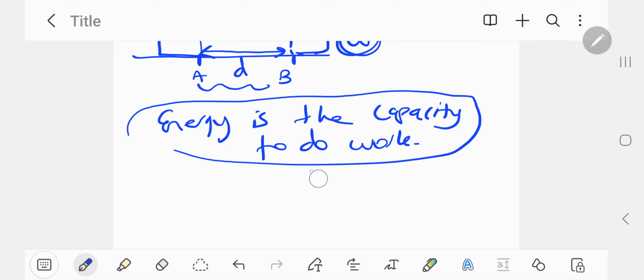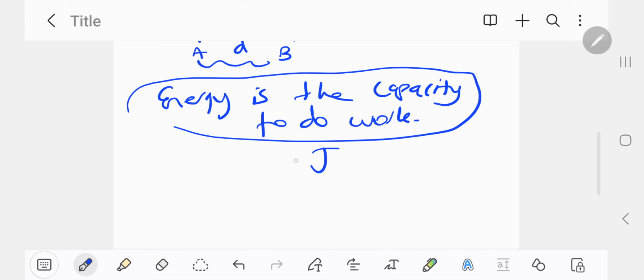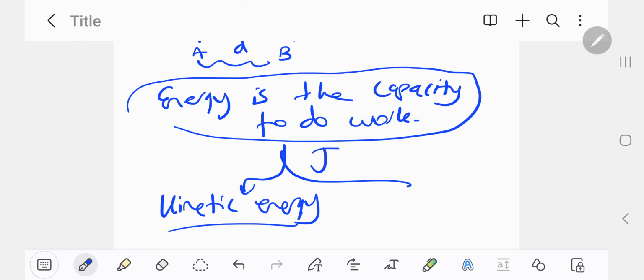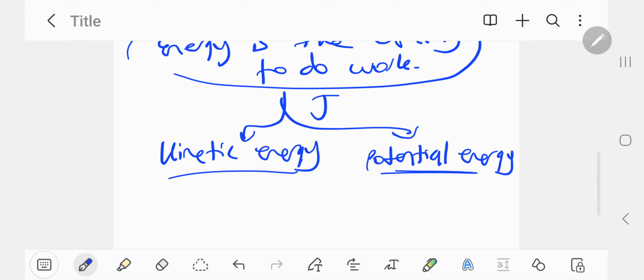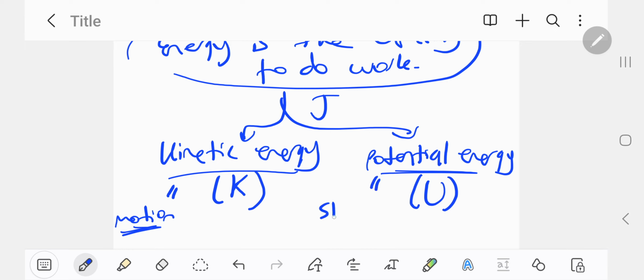The joule is named after an English physicist who lived in the 1800s. And energy can be broadly classified into two main types. You've got kinetic energy and potential energy. In physics, kinetic energy is typically given the symbol capital K, and potential energy, capital U. Kinetic energy is the energy of motion, energy of movement. The word kinetic means movement. Potential energy is stored energy. So motion or movement for kinetic, stored for potential.